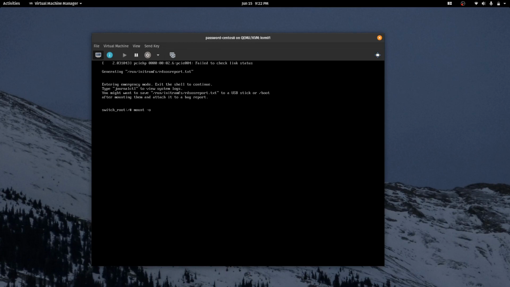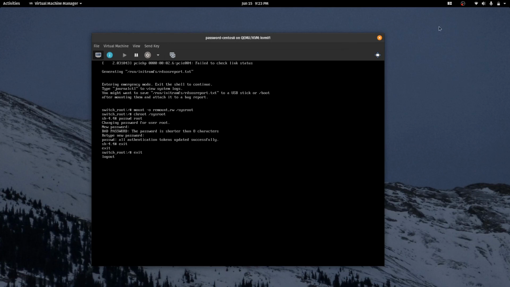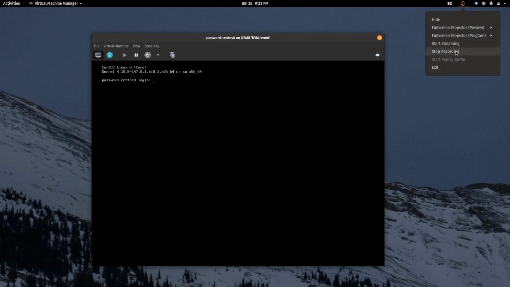So we'll mount -o remount,rw /sysroot, chroot /sysroot, passwd root, and this time we'll do mint. Not going to do the auto relabel. Let's see what happens. Again, I will stop the video and start it back once the reboot is done. Or actually, I don't have to do that because we're not auto relabeling.